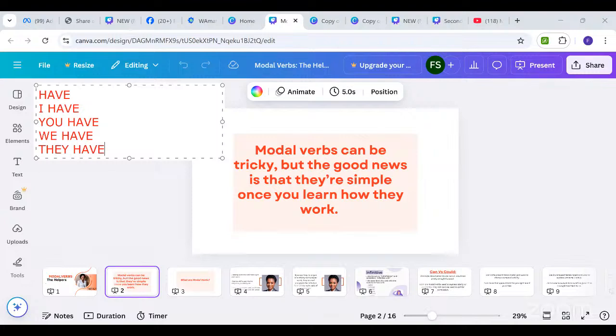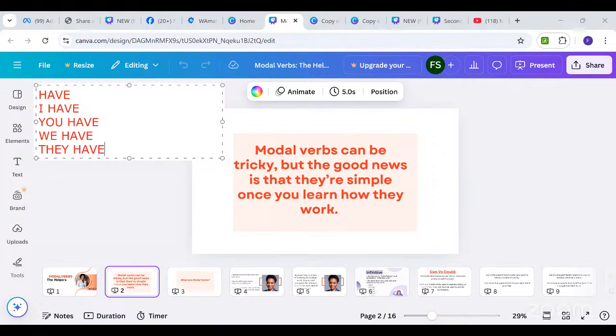Then, of course, have can have its negative form, like haven't. The same way, I haven't, you haven't, we haven't, they haven't. Now, the past tense of have is had.